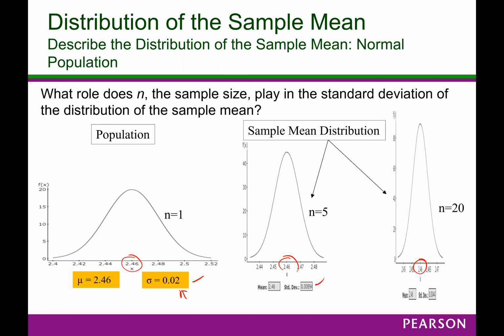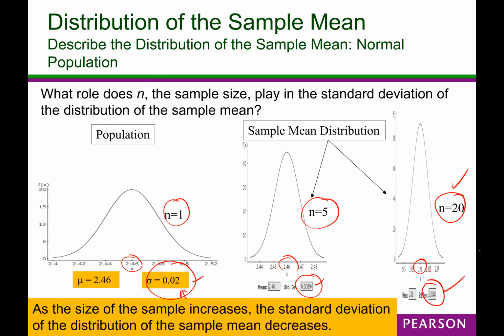And when we increase the sample size to 20, the standard deviation will be smaller than this and obviously smaller than this one. And the bigger the sample size, the smaller the standard deviation, the variability of this distribution. As the sample size increases, the standard deviation of the distribution of the sample means decreases.